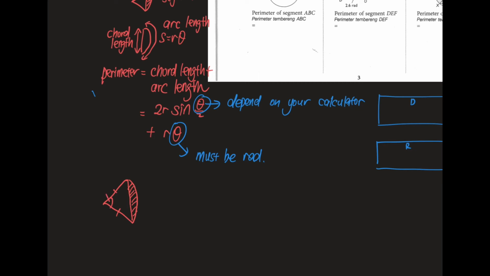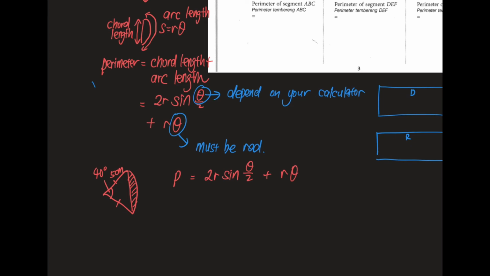Okay, now let's say they give us 40 degree and they give us 5 cm here. They want us to find the perimeter of the segment. Okay, then we use this formula. So perimeter equal to 2r sine theta over 2 plus r theta. Okay, like what I said, this one must be radian. This one depends on your calculator. So your calculator is in D, in degree. So I use degree.